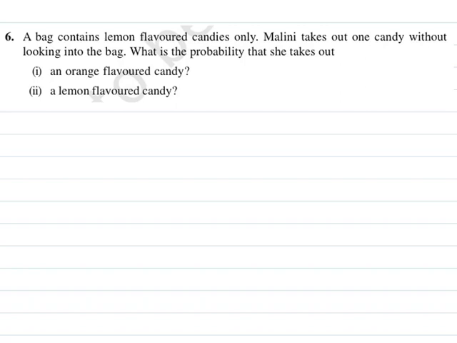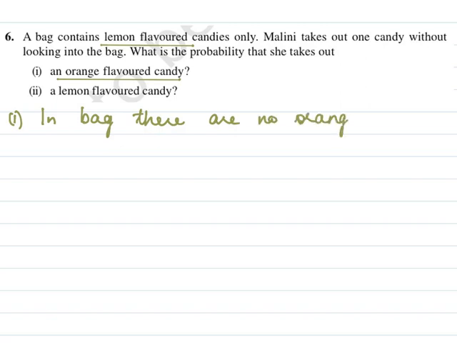A bag contains lemon flavored candies. Malini takes out one candy without looking into the bag. What is the probability that she takes out an orange flavored candy? Now in the bag there are no orange flavored candies.